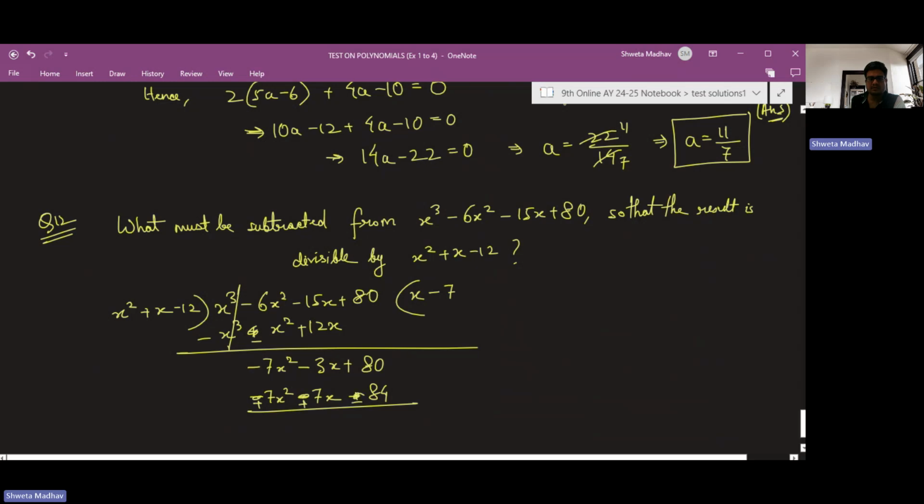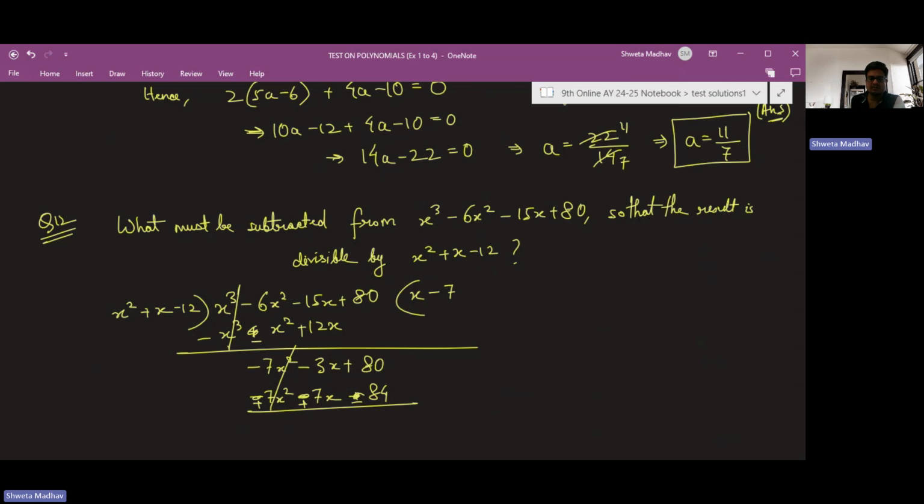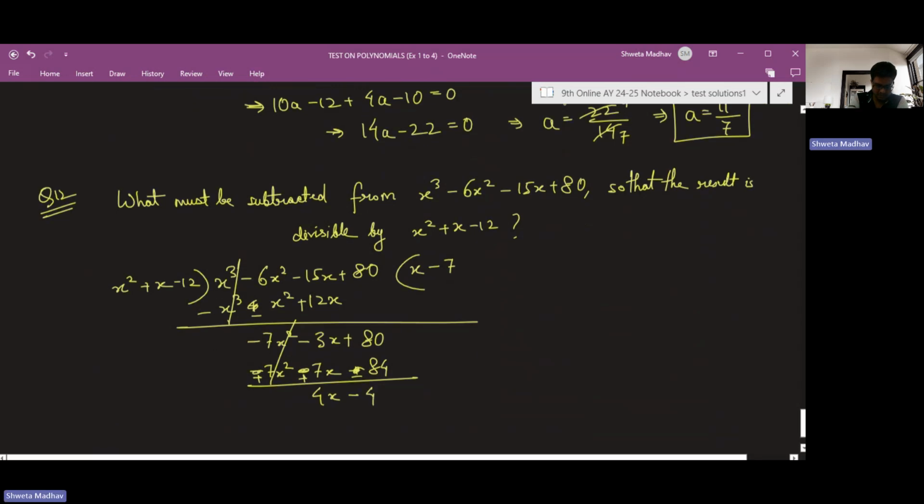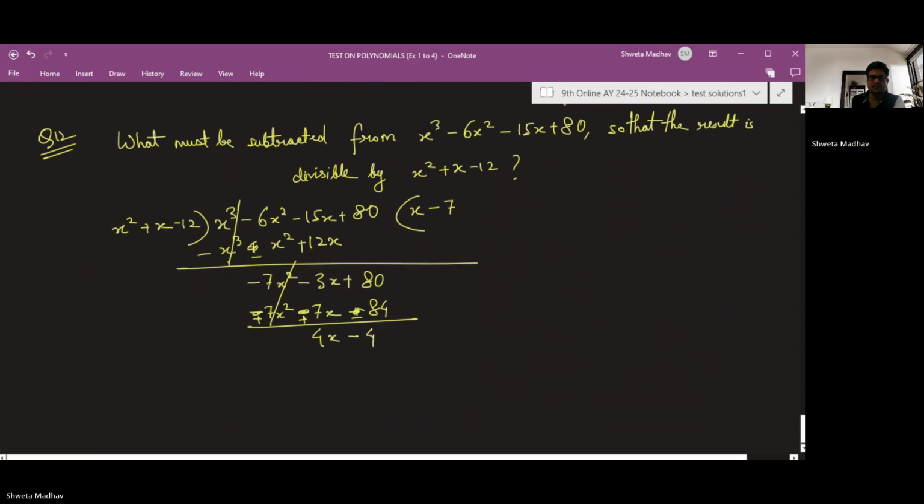So then minus 7x square plus x square, minus 7x square plus 7x square, that will get cancelled. Minus 3x plus 7x, that is 4x. This will be plus 80 minus 84, that is minus 4. So 4x minus 4.